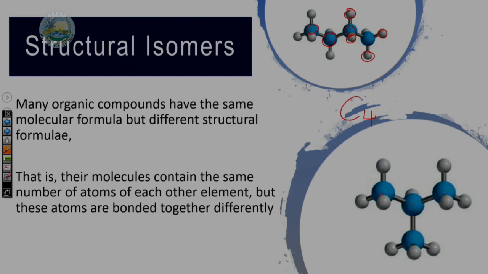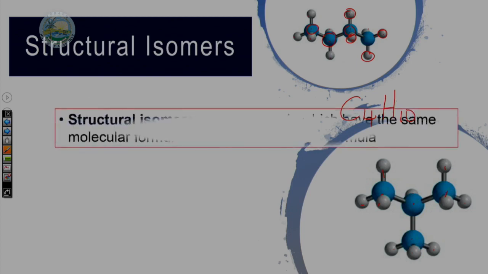They also have the same number of hydrogens: 1, 2, 3, 4, 5, 6, 7, 8, 9, 10. So they have the same number, but as you observe, they are not structurally the same. In this way, they do not behave the same way, and they have differences. Let's take a deeper look at this.